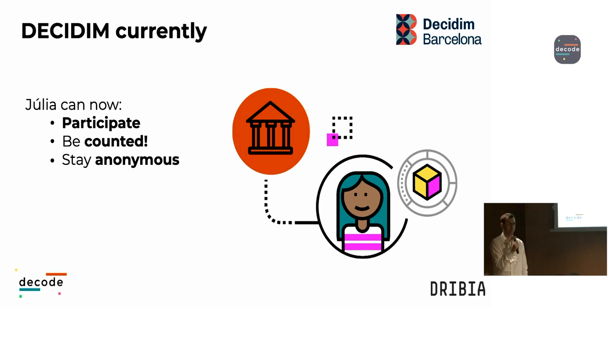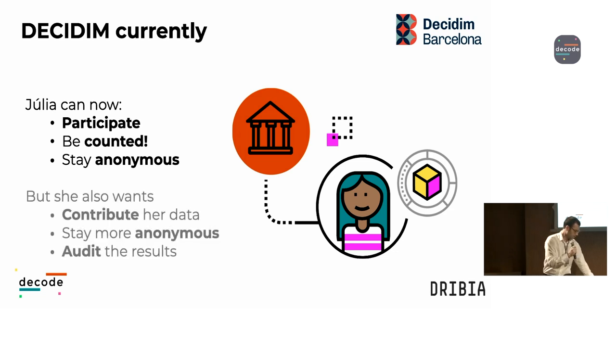So with DECODE, she can actually participate in decisions that matter to her in Barcelona. She can be counted and also stay anonymous. And actually, now in DECODE, in order to be anonymous, you only need a nickname and an email, so you don't share much information. But imagine Julia also would like to contribute with her demographic data, like gender, or age, or district. So the results of the petition would be much richer, okay? But at the same time, Julia will still want to remain anonymous. And also, she would like to audit the results, to be sure that whoever counted the results did not cheat, and that the results shown are exactly the true ones.